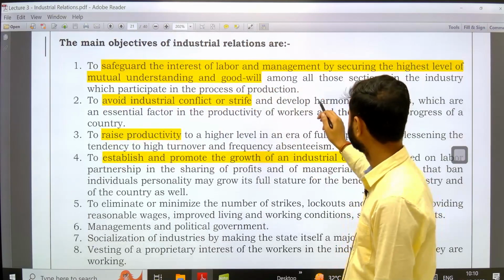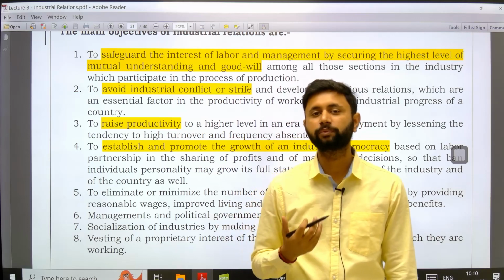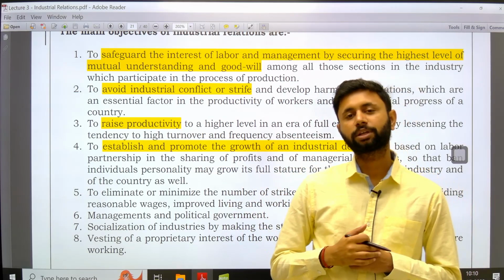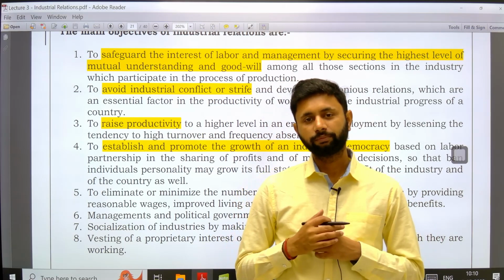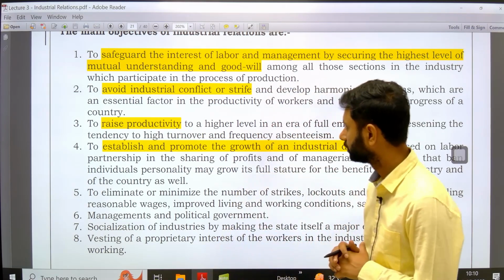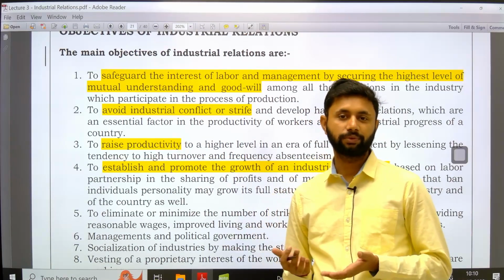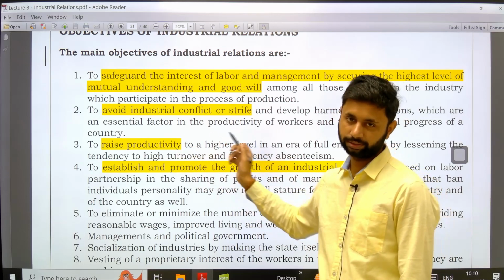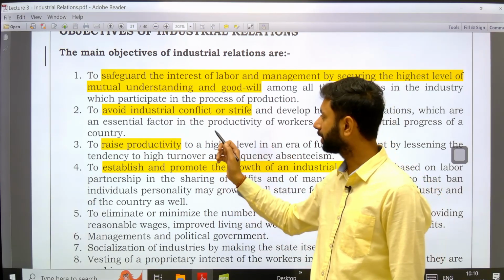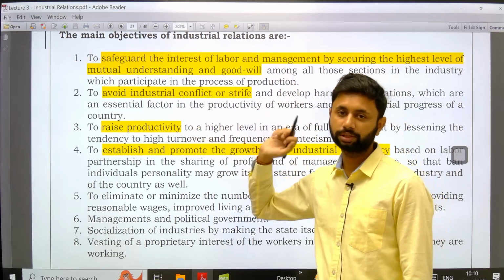Labor and management, by securing the highest level of mutual understanding. This is the only way through which they can come to a conclusion where both parties can benefit. Similarly, another main objective: if they can come to a peaceful understanding, it will avoid industrial conflict. It will avoid industrial strife. So this is our primary objective, to safeguard the interest of labor and to avoid industrial conflicts.